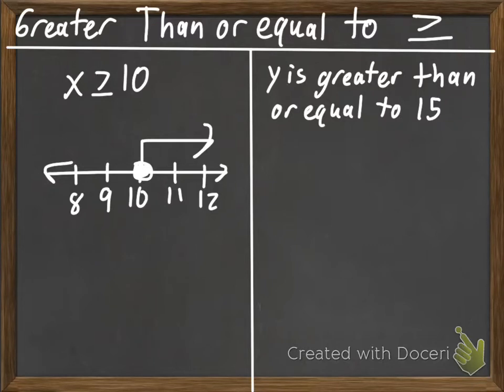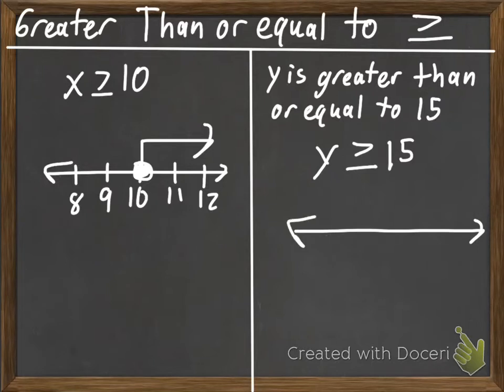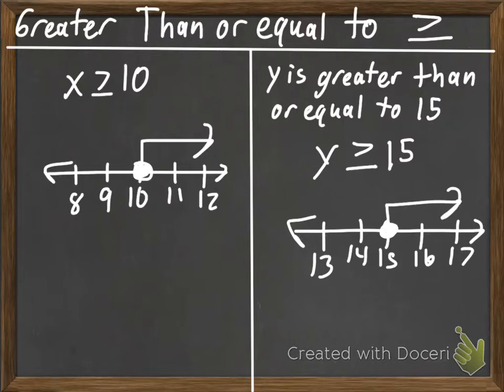Our word problem, y is greater than or equal to 15. So y is greater than or equal to 15. Now we do our lovely number line. Closed dot at 15 because it can be 15 and it also can be greater than 15.